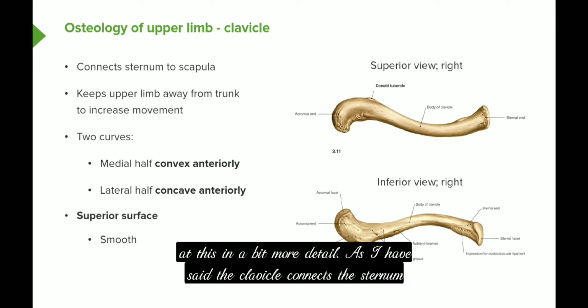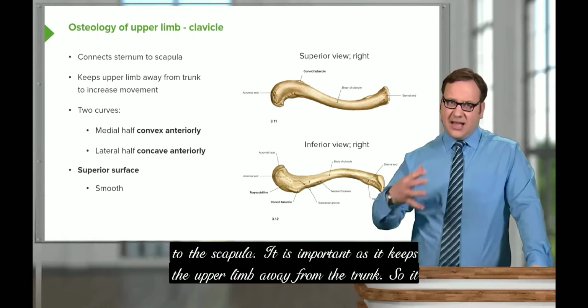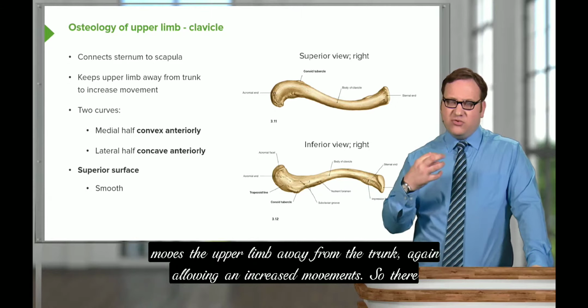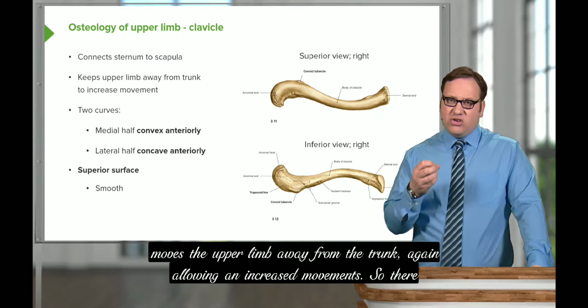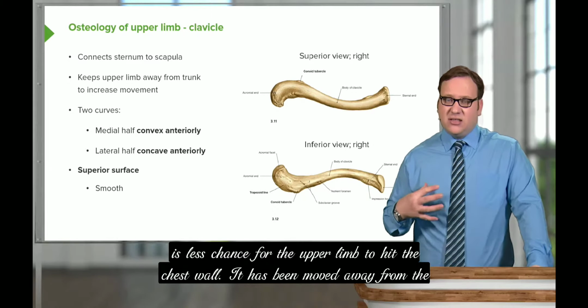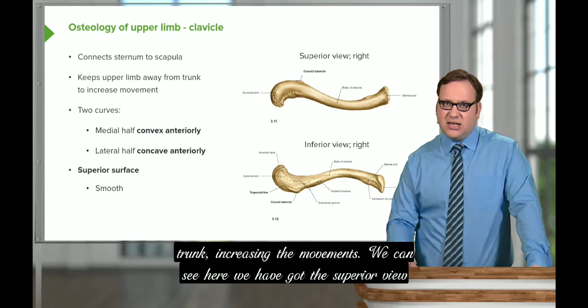So let's look at this in a bit more detail. As I've said, the clavicle connects the sternum to the scapula. It's important as it keeps the upper limb away from the trunk. So it moves the upper limb away from the trunk, again allowing an increased movement. So there's less chance for the upper limb to hit the chest wall. It's been moved away from the trunk, increasing the movement.